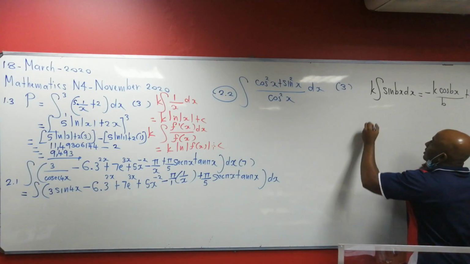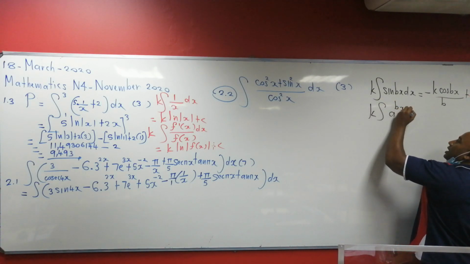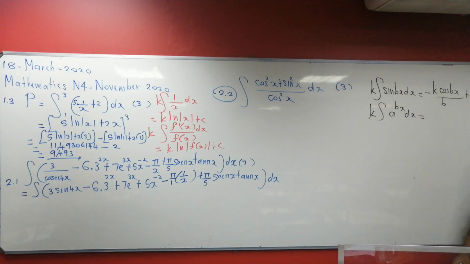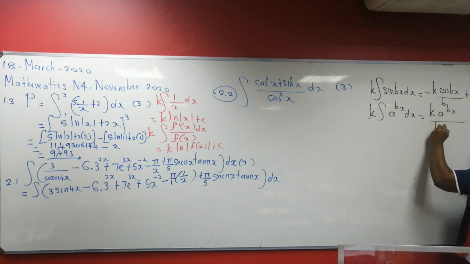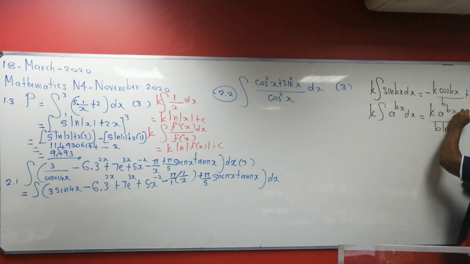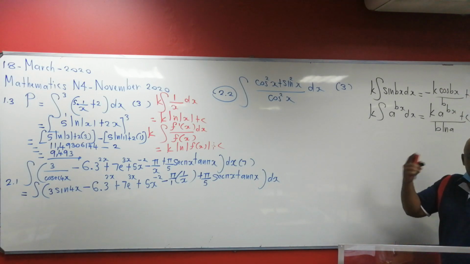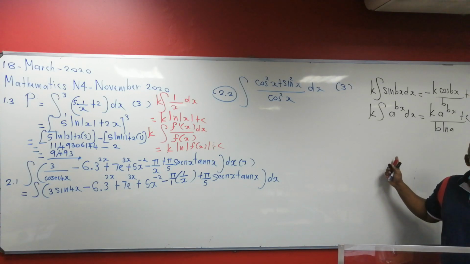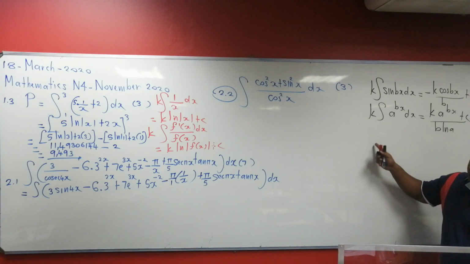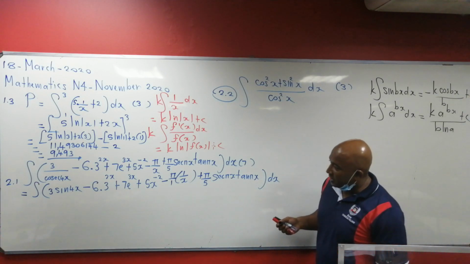Second one, we're integrating k a to the power bx. When you integrate k times a to the power bx, it's going to be k a to the power bx all divided by b ln a. Okay, it's much easier when you have everything in your head, and it's not too much to know. All this I'm taking straight from my head, I'm not copying from anywhere. So now, what is the next one?